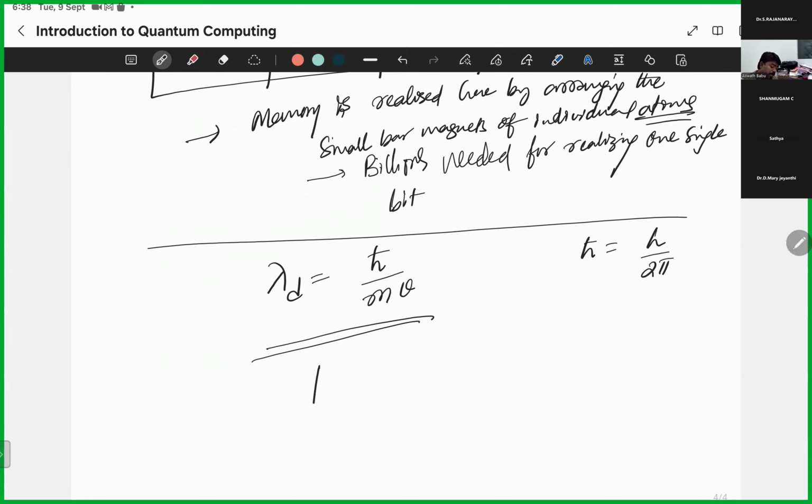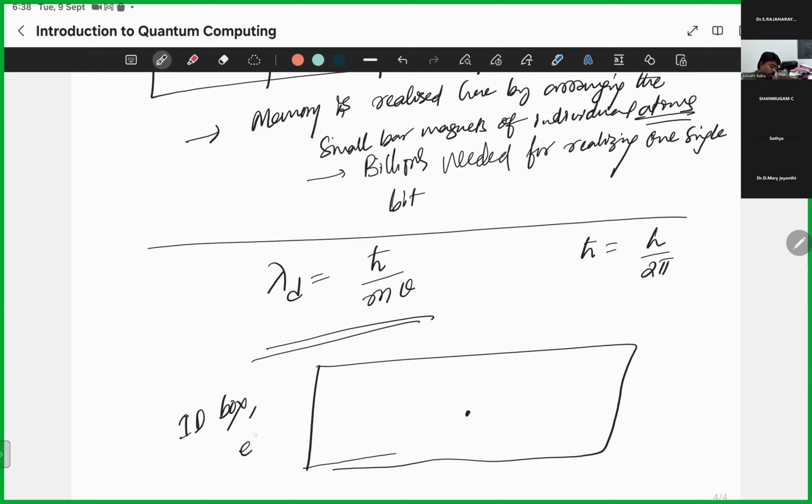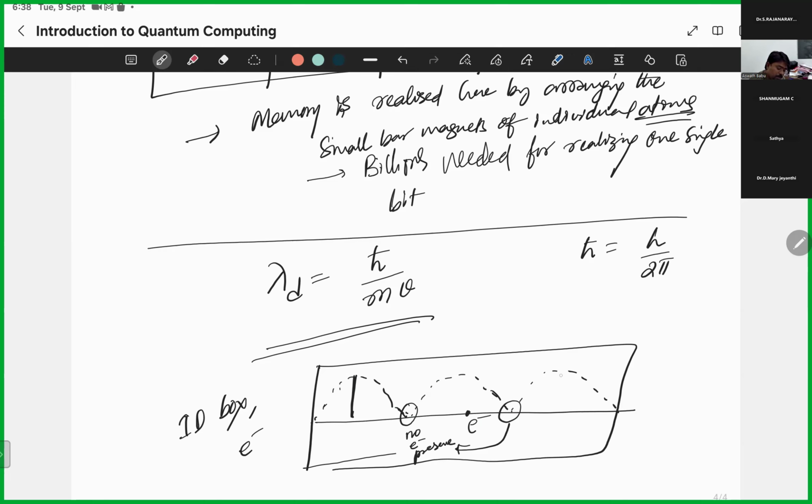What I mean by that is, if I take a one-dimensional box, a 1D box, and put an electron in it, it shows its presence in such a way that at some point the electron presence is there, at some point the electron presence is not there, and it oscillates like that. At some locations there is no electron presence, but there is a maximum presence of electron, some probability.